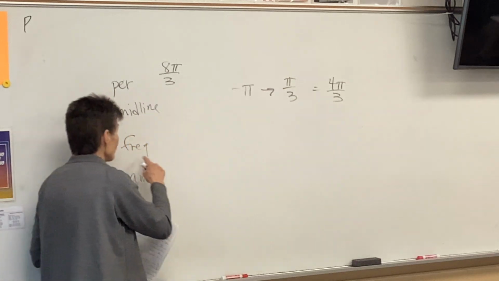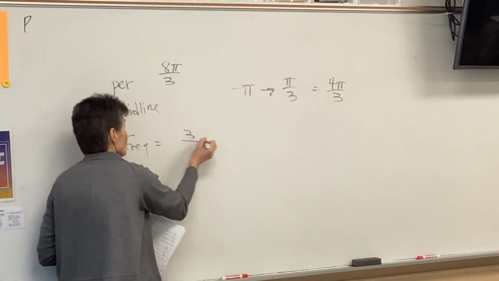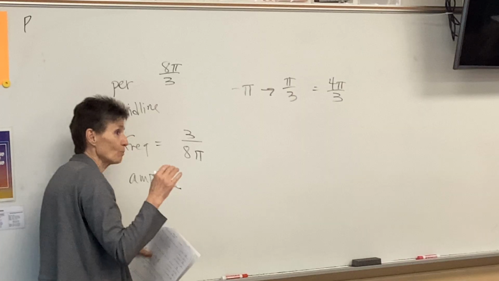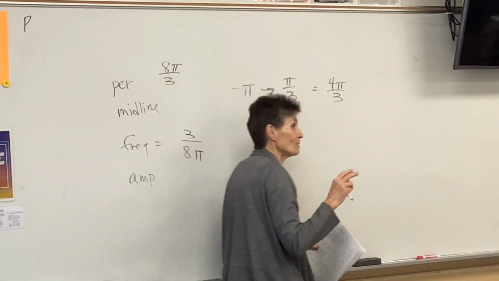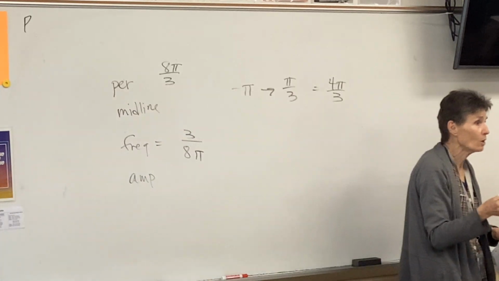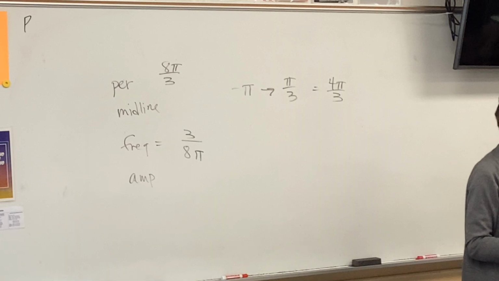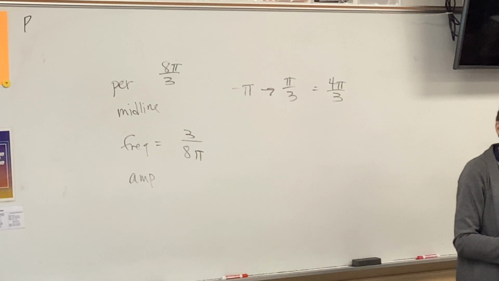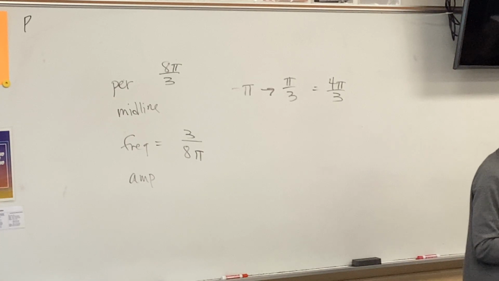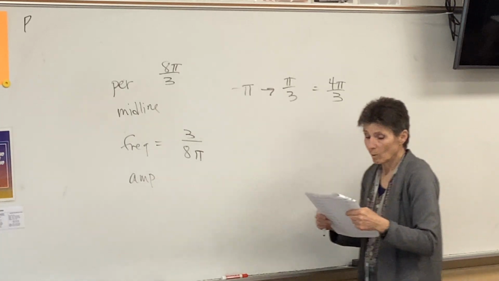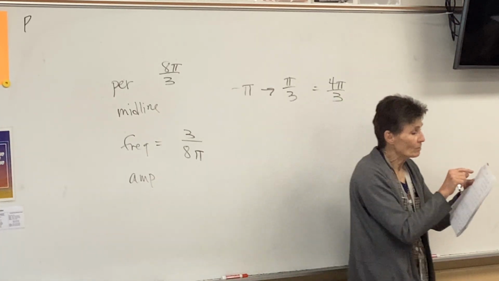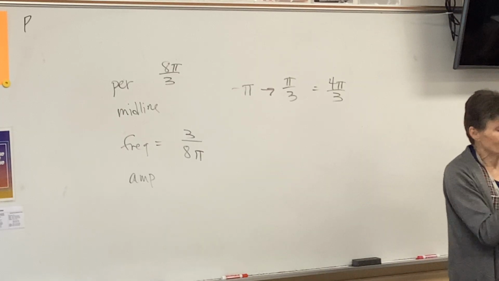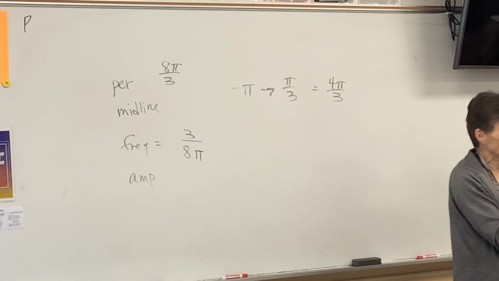Which means the frequency is 3 over 8 pi. Frequency, that is the number of cycles that occurred in an interval 1 unit long, is the reciprocal of the period. Any question about that? Some of you missed the period. Everybody got it now? Okay. What's the midline? Well, I tried to put arrows on my axes, but they're not. That's where the axes are, where the arrows are.